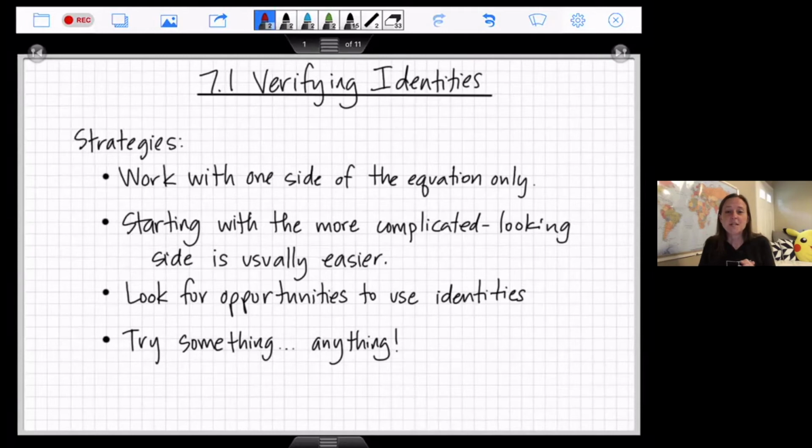Look for opportunities to use identities. You've got that identities handout that I posted. You can use that as a reference. And the last one is try something, anything. So when you look at these identities, you're not going to know how to verify it just by looking. Nobody knows how to do that just by looking at an identity. You have to try something. You have to see what you can do. So we're just going to apply a bunch of techniques and see what falls out.